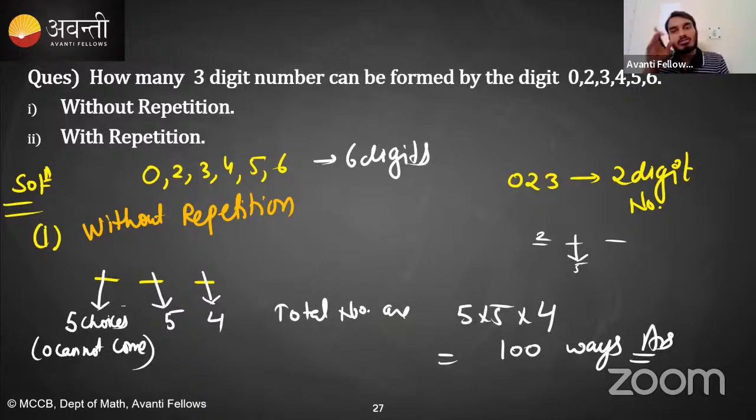Now on the second or third place, zero can come. So now zero can come here. Yes or no? So let's say number 4 has come out of the 5 choices. Let's say 4 is on the first place. Now 4 cannot be repeated on the third and second places, right? So it means except for 4, the other digits 0, 2, 3, 5, 6 mean 5 choices and then 4 choices.